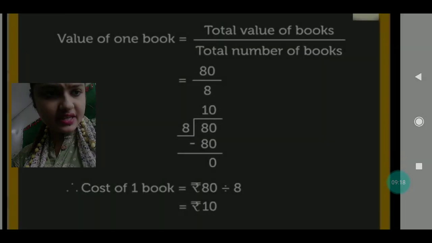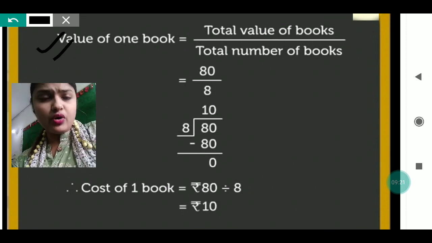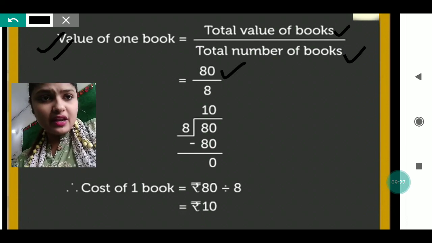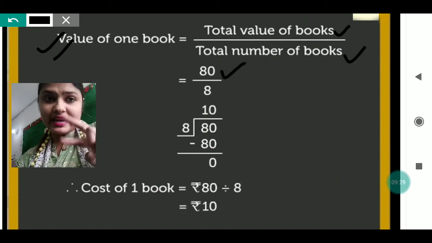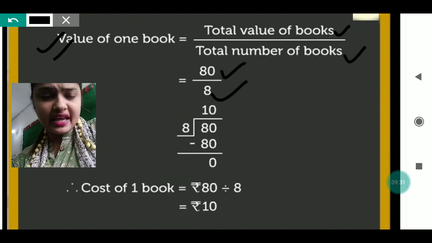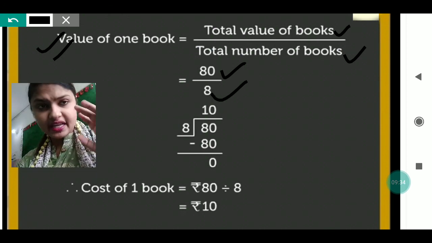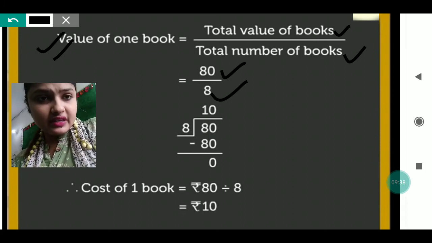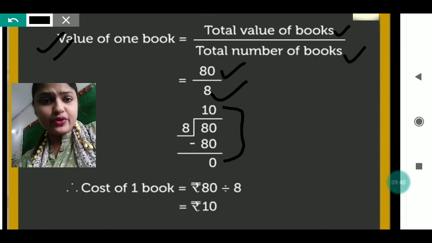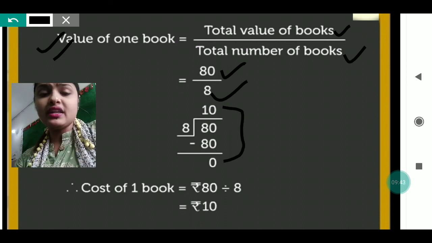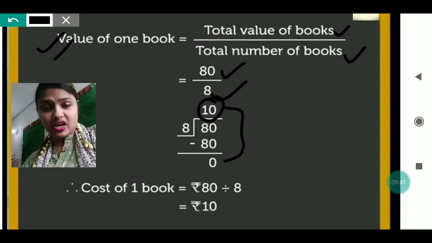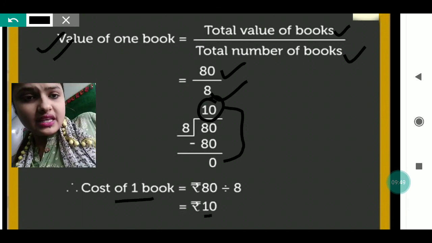As you can see in this question, there is the value of one book, the total value of the books, and the total number of books. The total value of the books is 80 rupees, and the total number of books is 8. So the value of 8 books is 80. So we have just divided. You can do the division process also, I have done it here for you. After doing the division, I got the cost of one book, that is 10 rupees.